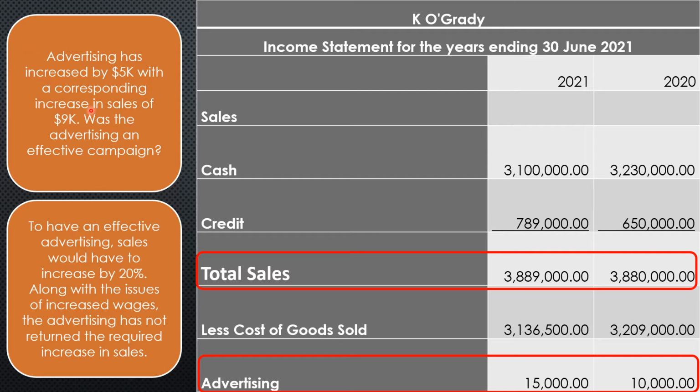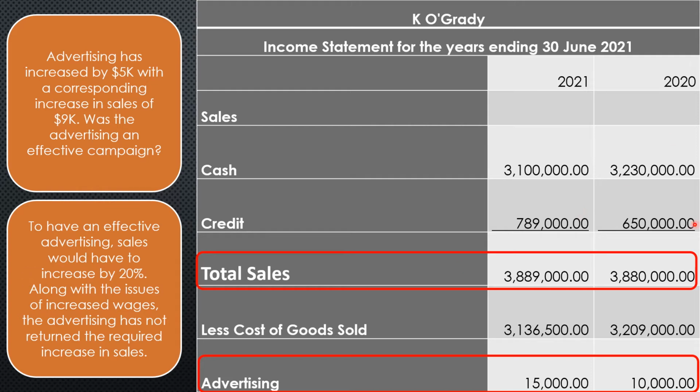So you always start your answer with the trend. And the next is whether the advertising campaign is deemed to be successful. So in other words, we are looking for the relationship between the increase in advertising has given rise to a comfortable increase in total sales. To have an effective advertising, sales will have to have increased by 20%.